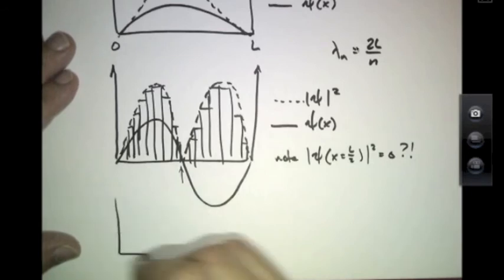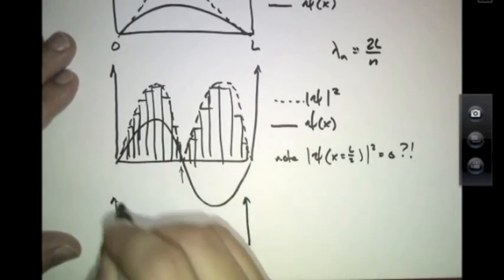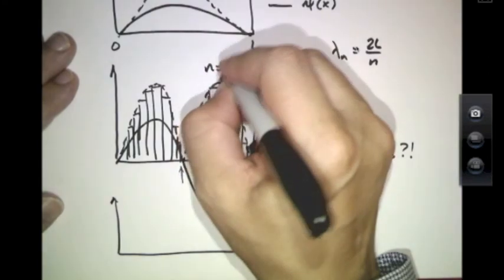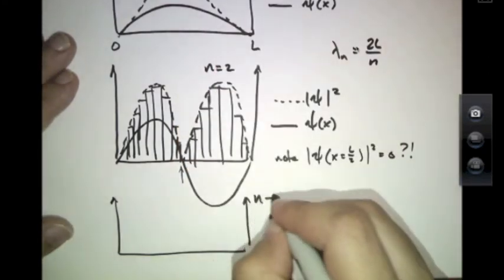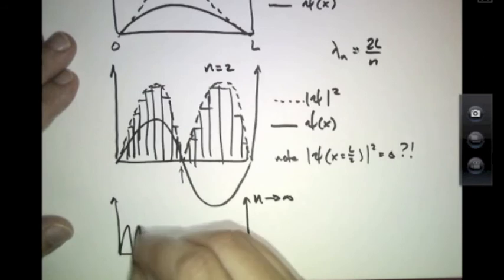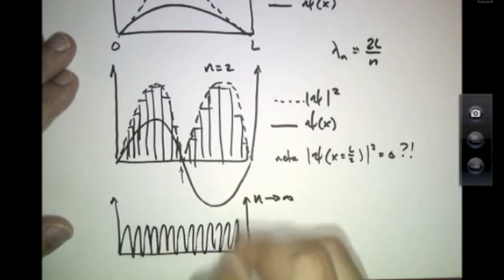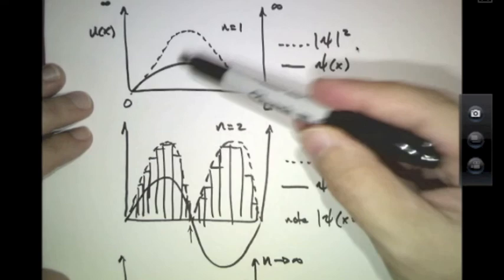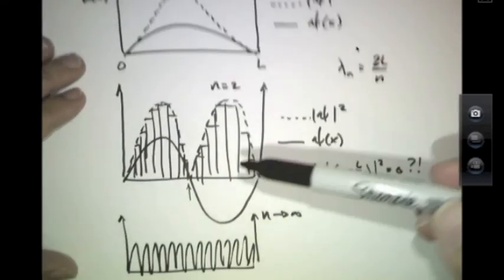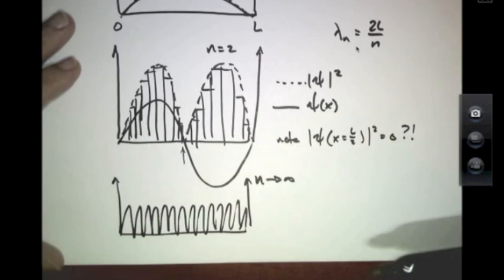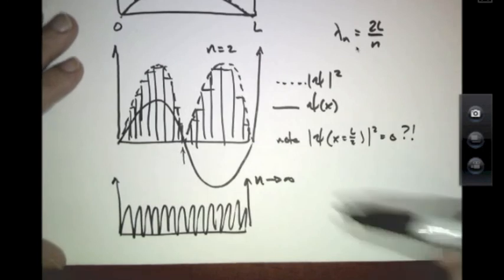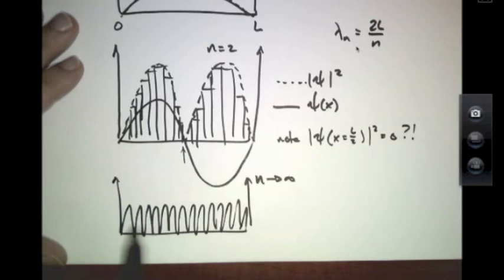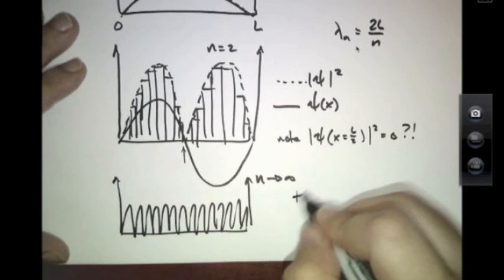Notice what happens in the large n limit. This is n equals 2 again, I should say. In the large n limit, I expect a probability distribution with a huge number of peaks like this. Notice the n equals 1 had one peak, n equals 2 has 2, and n equals 3 would have 3, and so on. Well, n going to infinity is going to have a huge number of peaks, and they're going to become incredibly closely spaced together. This is almost like the classical limit.